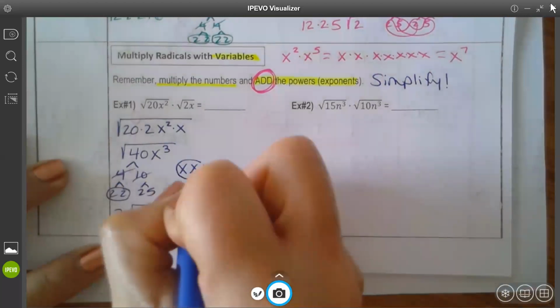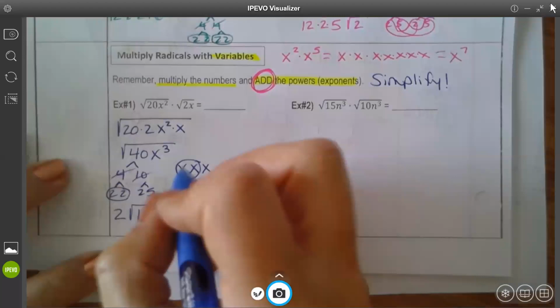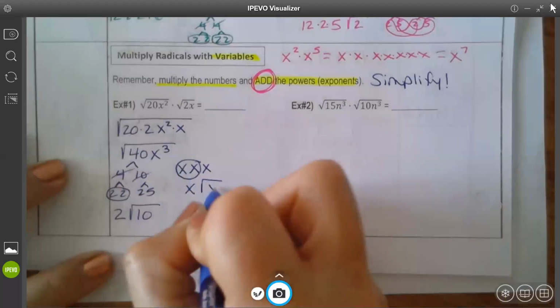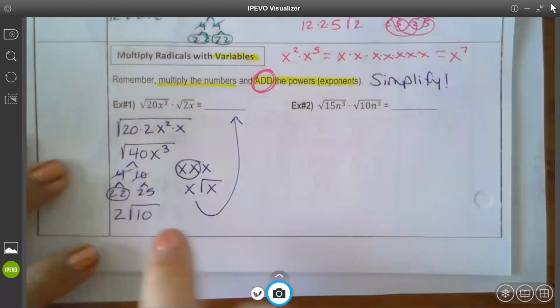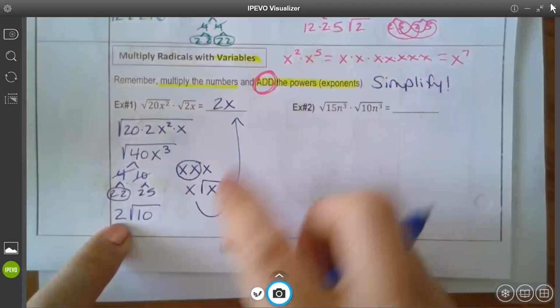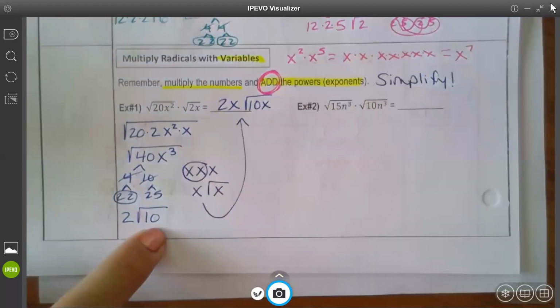I'm grabbing 2 in my group. So that means I'm going to have x, and then I have 1 left behind, so a square root of x. My final answer, the outside numbers are 2 times x, and then my inside numbers are 10 times x.